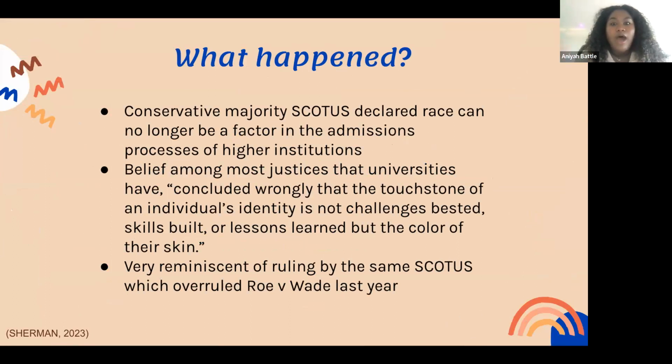So while Trump was president, during his administration, he made a really big effort to elect a Supreme Court Board of Justices who were a conservative majority. And this conservative majority declared that race can no longer be a factor in the admissions processes of higher institutions. There's a belief among most of these justices that universities have concluded wrongly that the touchstone of an individual's identity is not challenges or skills or lessons learned, but the color of their skin.